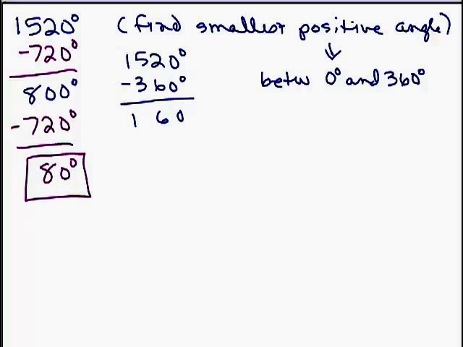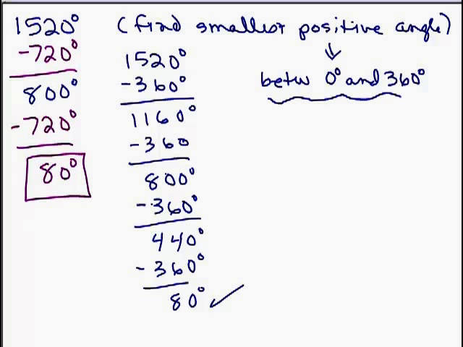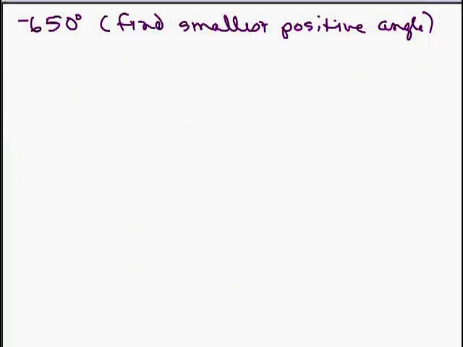What's this going to be? 1160. And then you would subtract 360. There's your 800. It's just faster to subtract 720 at a time, right? If you can. I think that's going to be 440. And then subtract 360 again. And you're still going to get 80 degrees, okay? So you might do it slightly differently than me, but 80 degrees is the smallest positive angle, which is that angle between 0 and 360 degrees.